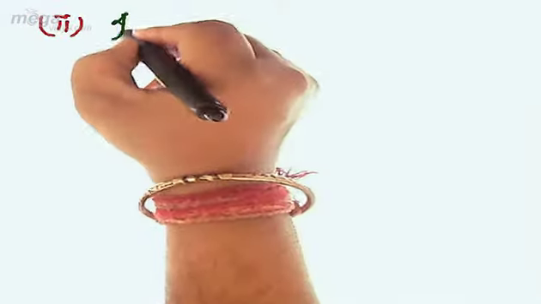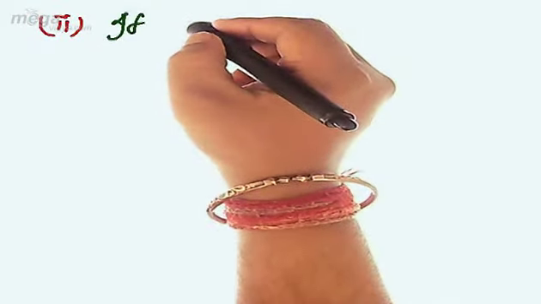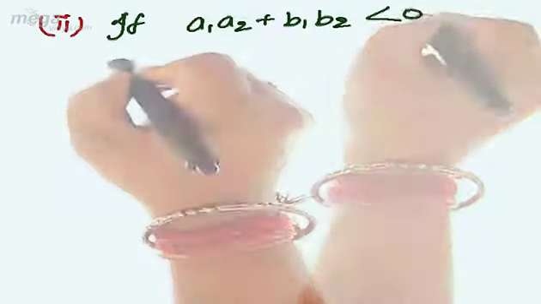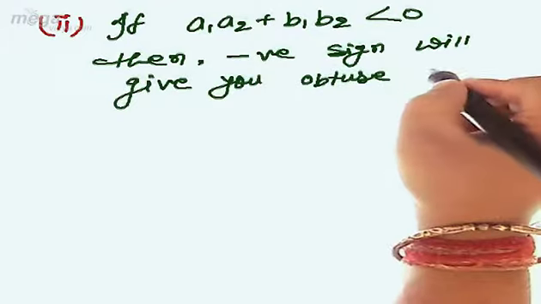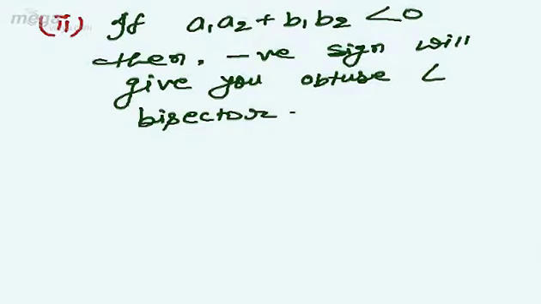But if you get A1A2 + B1B2 as less than 0, then the negative sign will give you the obtuse angle bisector. So you can remember that the sign which is the same as the sign of A1A2 + B1B2 will give you the obtuse angle bisector. If A1A2 + B1B2 is positive, then positive gives the obtuse angle bisector. If A1A2 + B1B2 is negative, then the negative sign gives the obtuse angle bisector. Now one more question is, in which region will the origin lie?